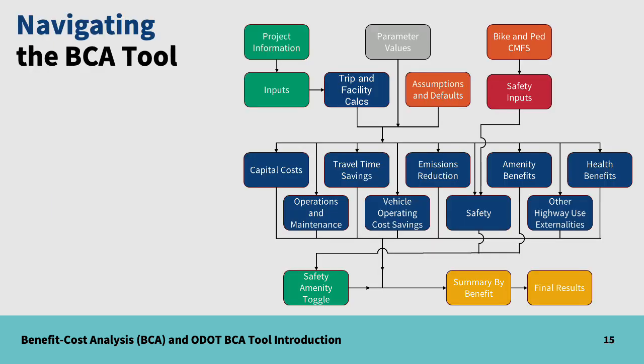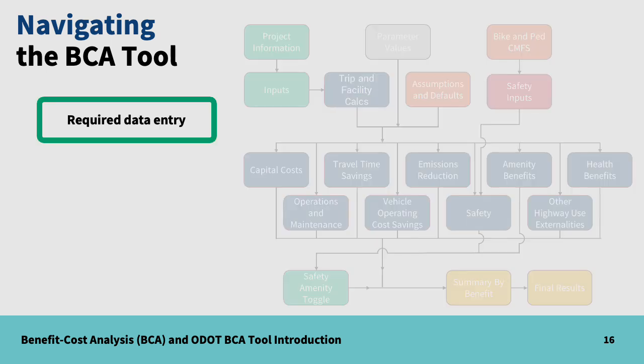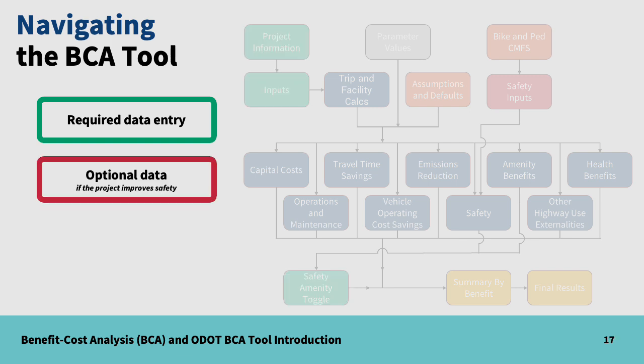Now that we understand the general and specific concepts related to this BCA tool, let's examine its structure. The full spreadsheet-based tool has 19 tabs, but don't worry, most of these are used for back-end calculations. As a user, you'll typically use only 6. First, you have 3 green tabs for required data entry: project information, inputs, and the safety amenity toggle. For projects with safety components, there's an additional red tab for optional safety inputs. You use this tab if you have crash data and want to apply a CMF.